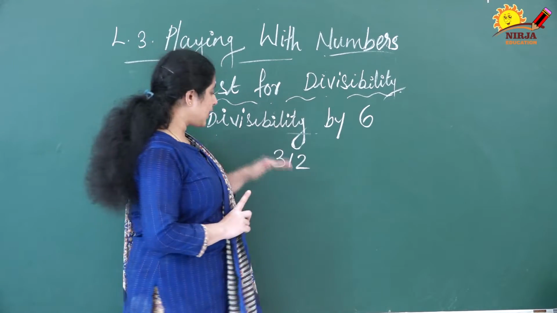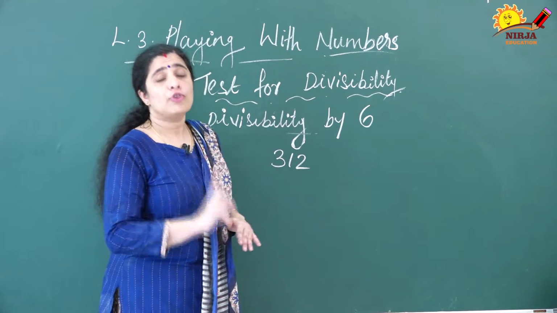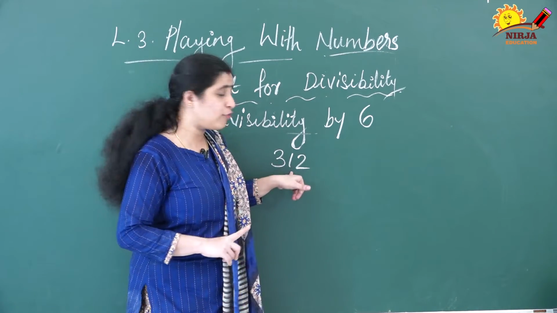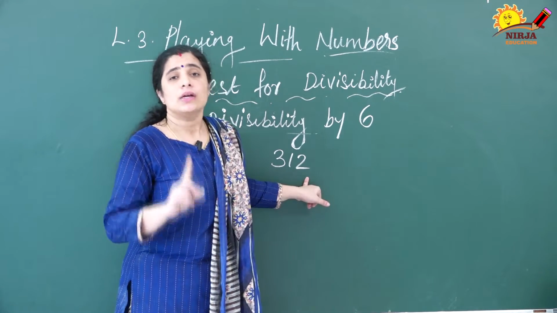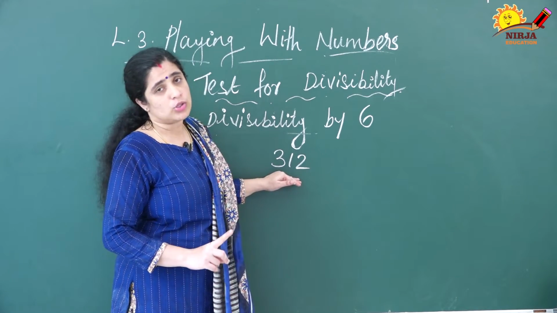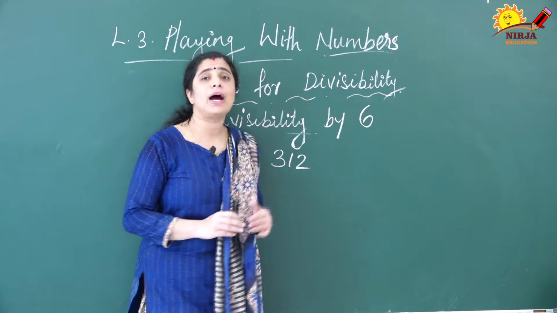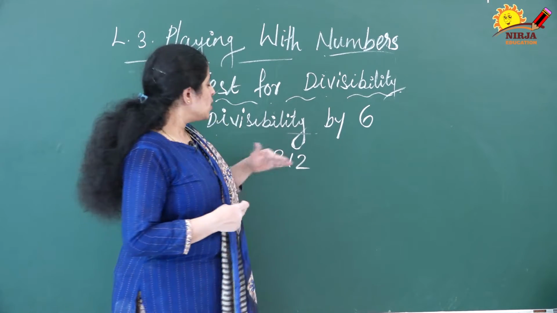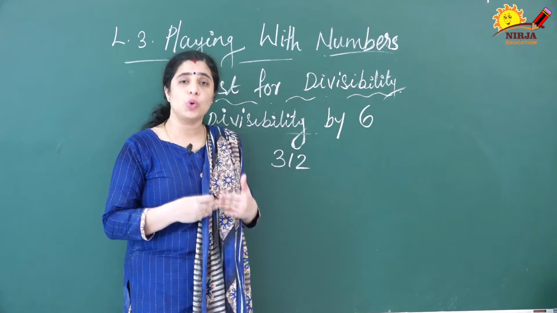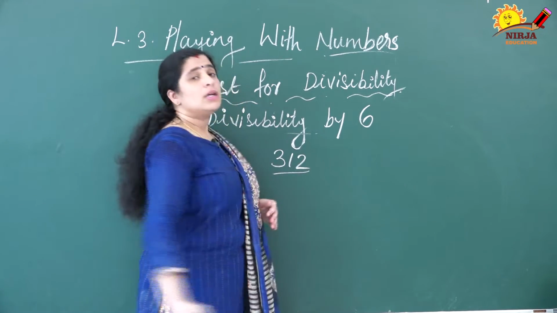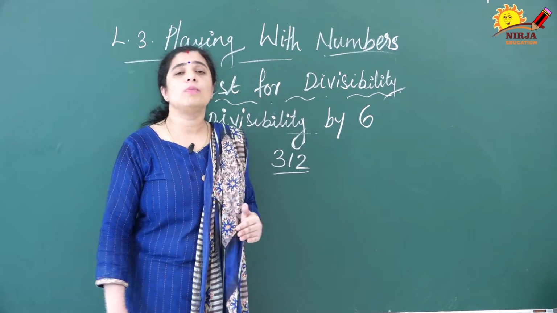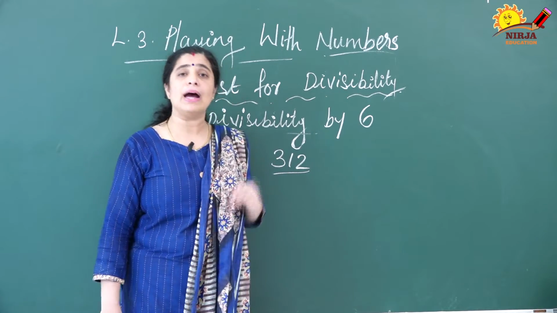Next we have to check whether this number is divisible by 3. For that what do you have to do? Yes, you have to add the digits. So 3 plus 1 is 4, 4 plus 2 is 6. That means 6 is a multiple of 3. So this number is divisible by 3 also. That means this number is divisible by both 2 and 3, so we conclude that this number is divisible by 6 also. 312 is divisible by 6. If you do the simple division, you come to know that this number is divisible by 6.